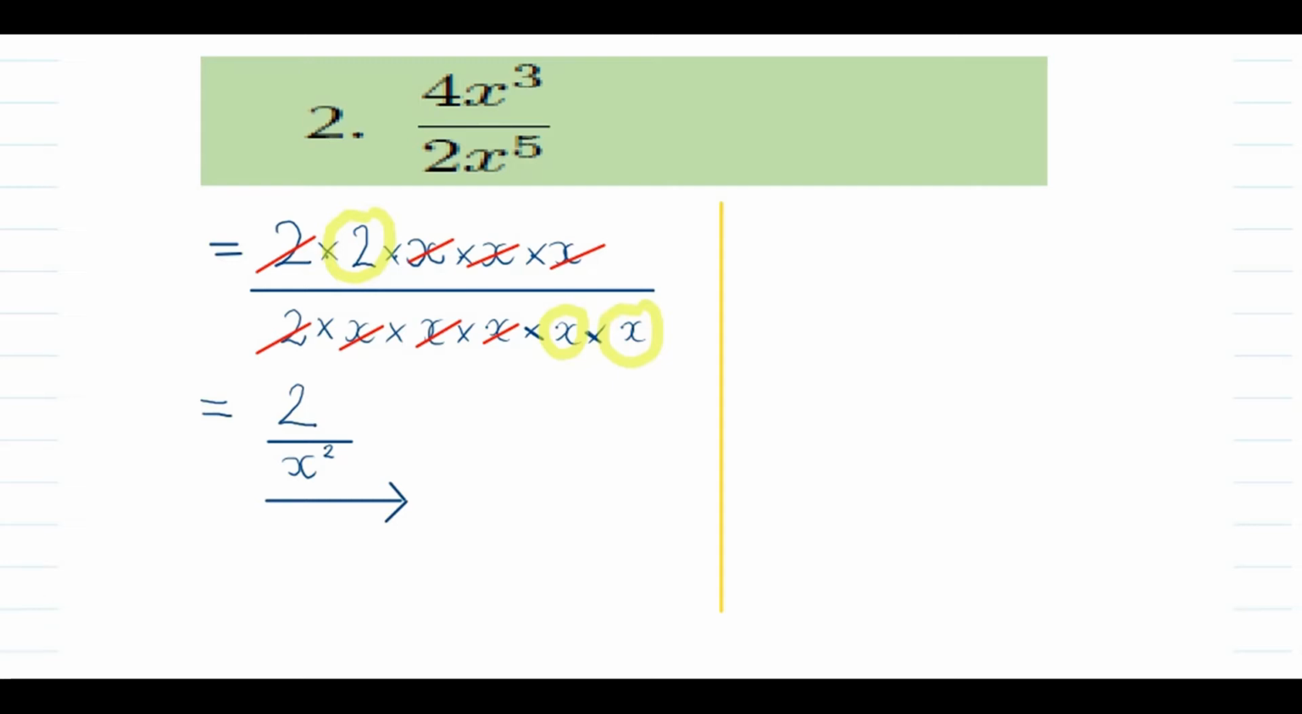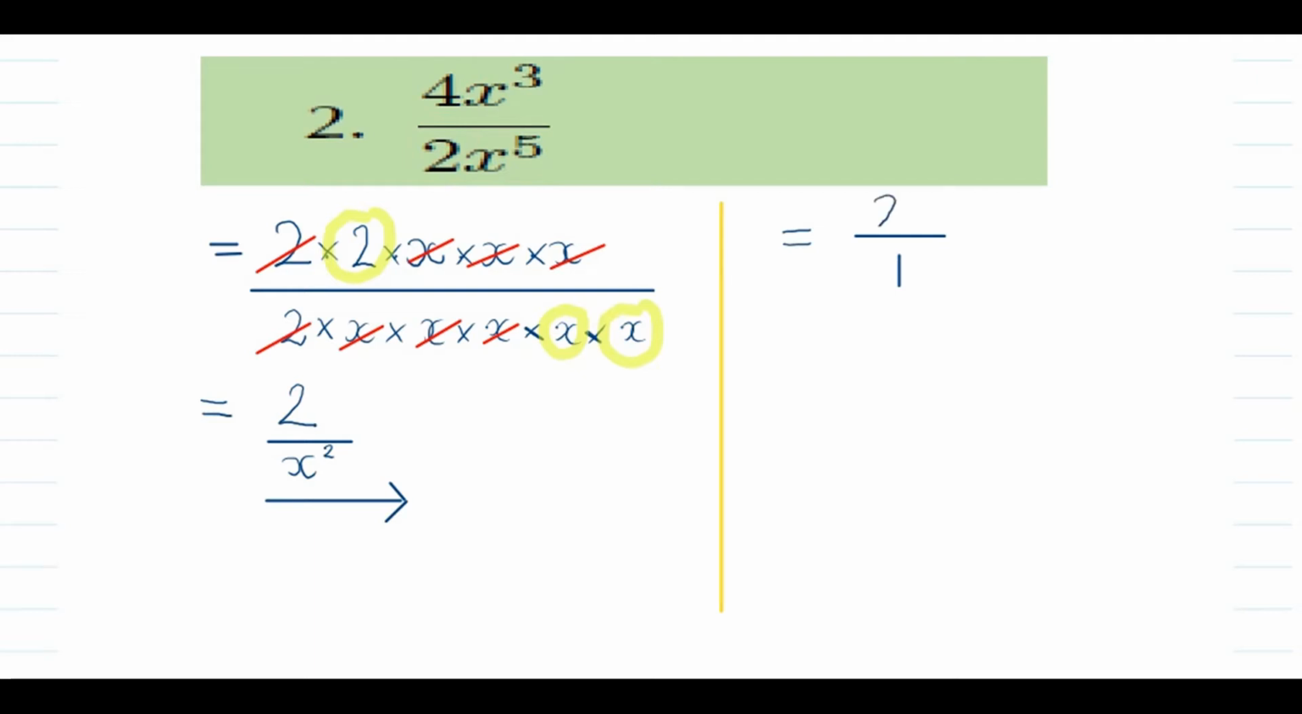The second method that you can use is to deal with your coefficients first, and then deal with your bases. So let's deal with our coefficients. How many times does 2 go into itself? Once. And how many times does 2 go into 4? 2 goes into 4 2 times.